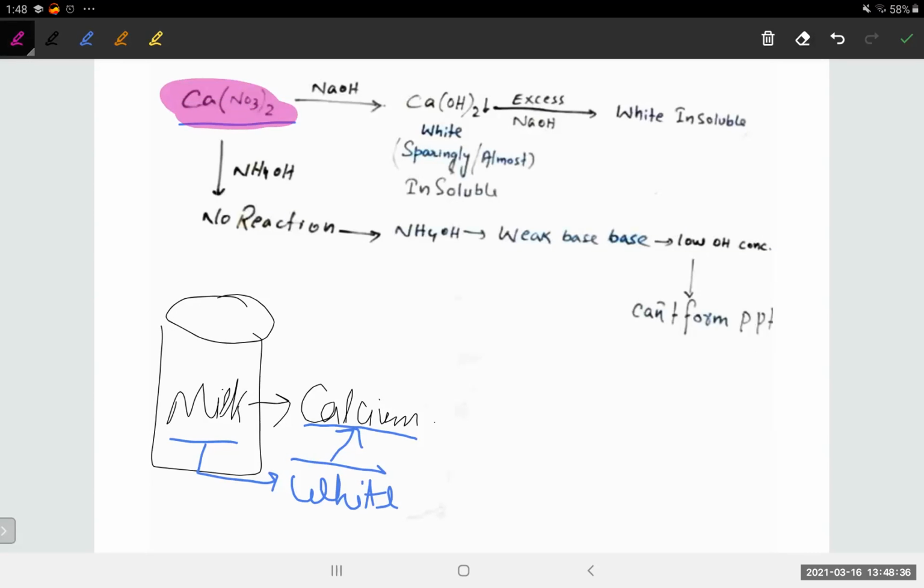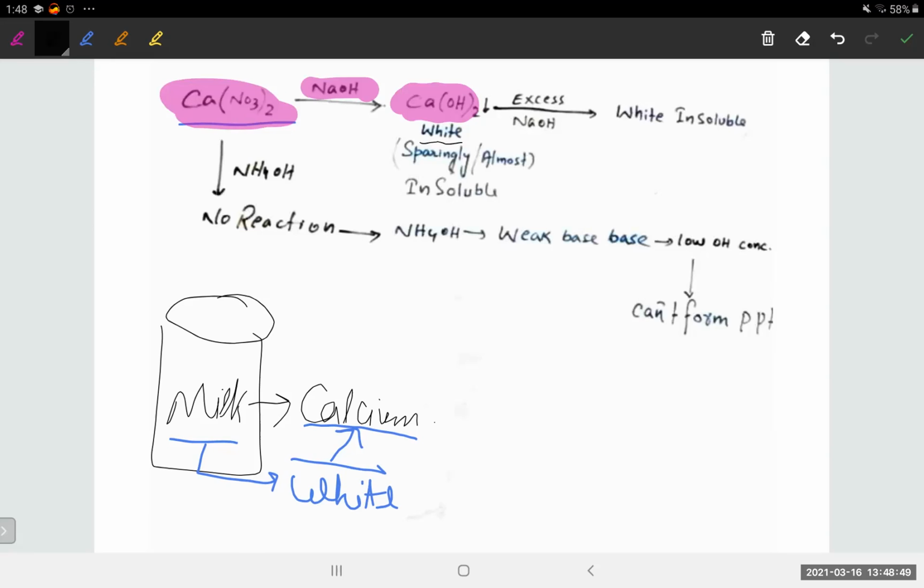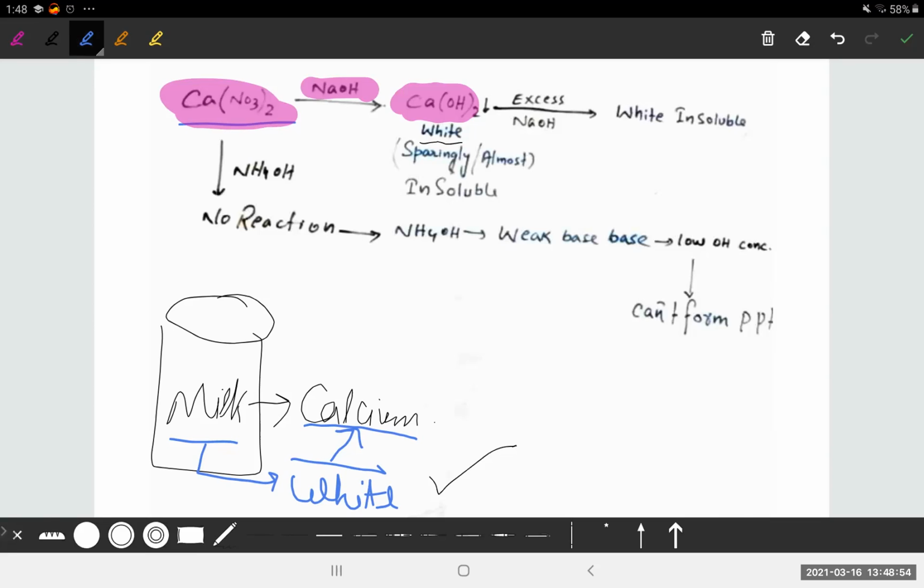So calcium nitrate. Then when we add NaOH, it turns into calcium hydroxide, and it is white. The same thing which I told here. And it's sparingly soluble. Sparingly means it's almost soluble, almost means it's almost insoluble. That means it's mixing, but at the same time some precipitate is also there.